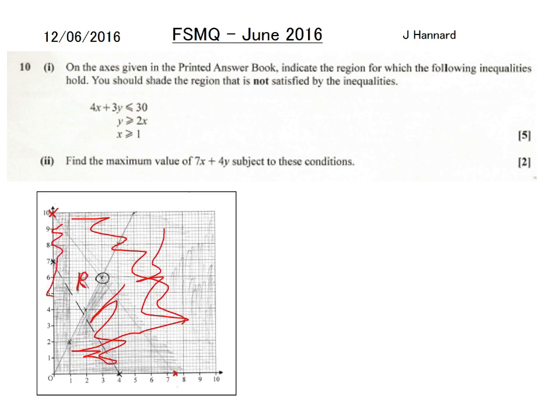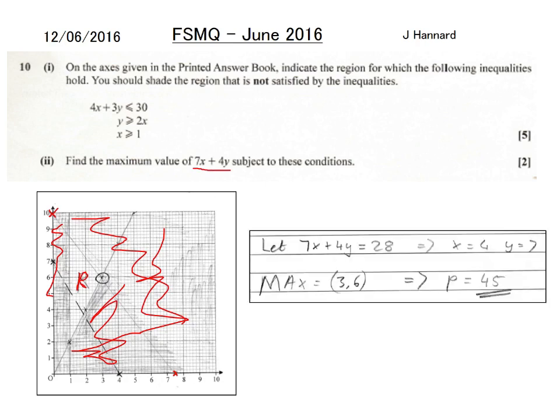And then the next part of the question: find the maximum value of 7x plus 4y subject to these conditions. So you draw in your objective function just by letting 7x plus 4y equal a friendly number of 28, so x must be 4, y is 7. So we'll join it up, and then we'll go in a parallel fashion with our ruler or our arm or whatever, and we'll find that the max is at (3, 6), therefore your profit is going to be 45 when you put it back through this equation here.